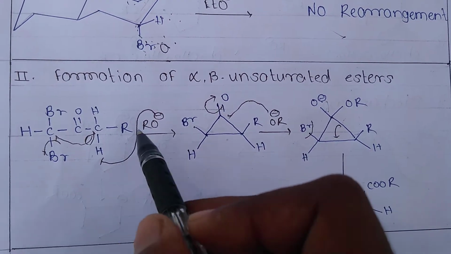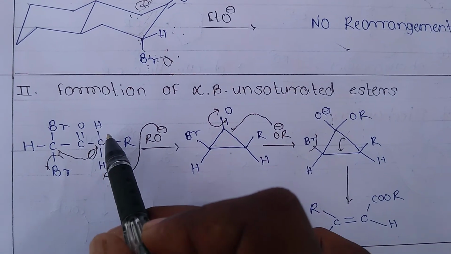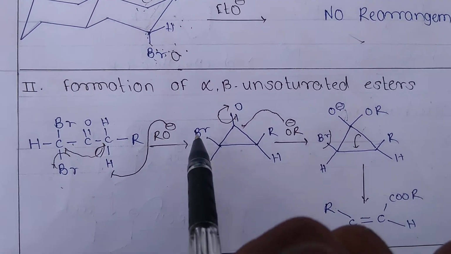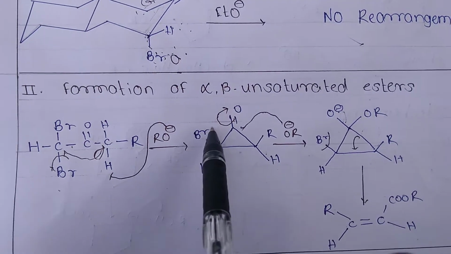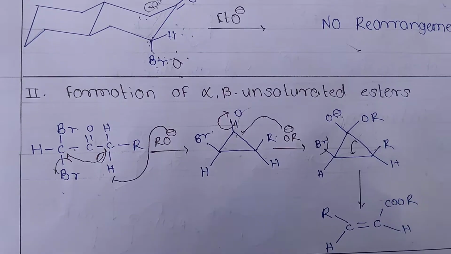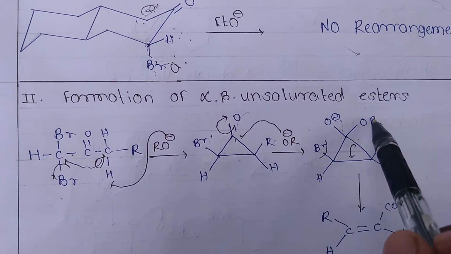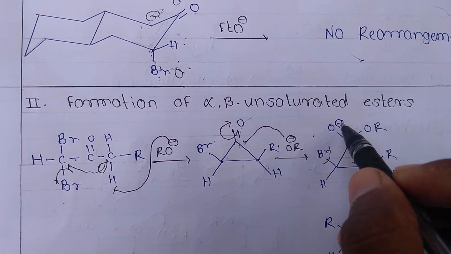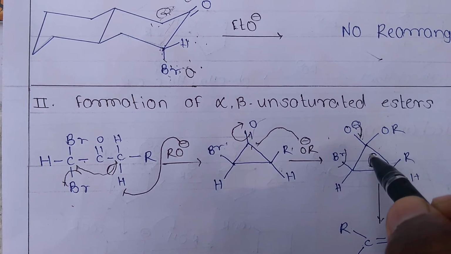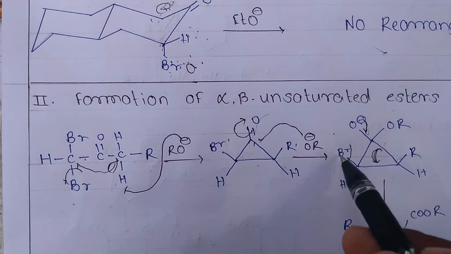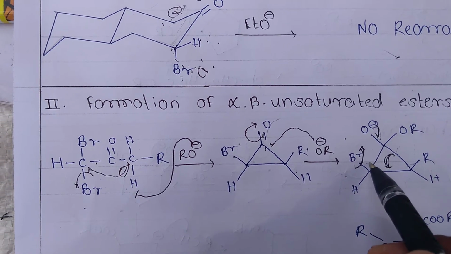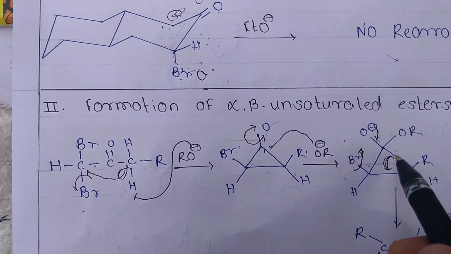Let's talk about the second application, the formation of alpha beta unsaturated ester. As we can see here, OR minus takes hydrogen and the formation of carbanion. Further, that carbanion attacks the other carbon and the removal of one Br takes place. The formation of this intermediate. Then OR minus attacks the carbonyl carbon. Then the formation of O minus OR and this. So here O minus attacks, not on the carbon but on that bond, and the formation of a double bond takes place, and another Br minus is removed, and here is the carbanion, here the double bond is formed.